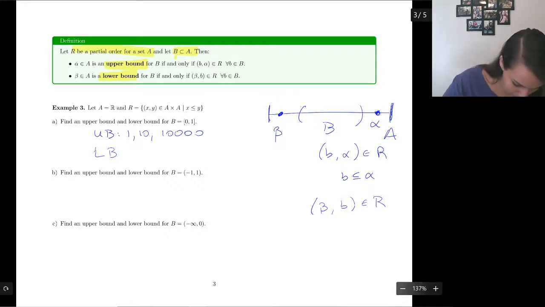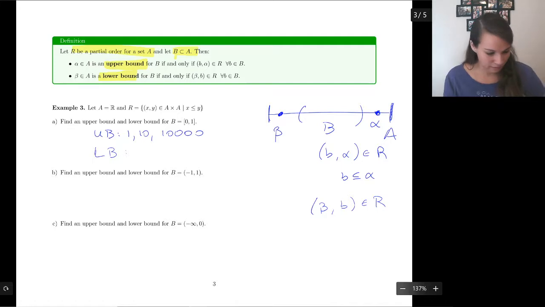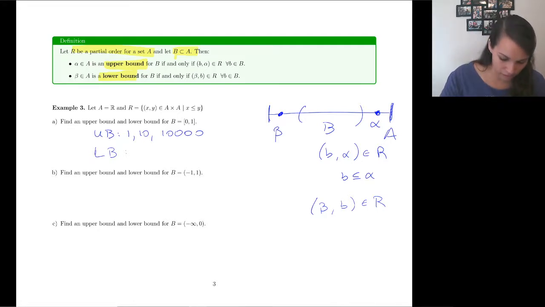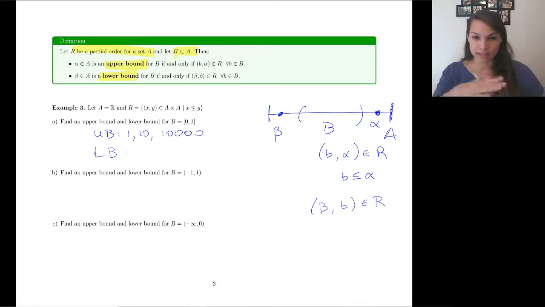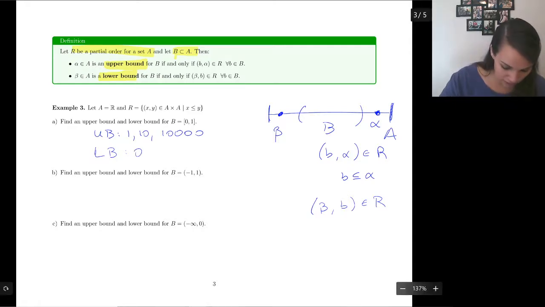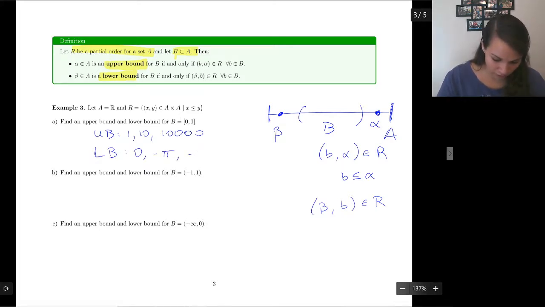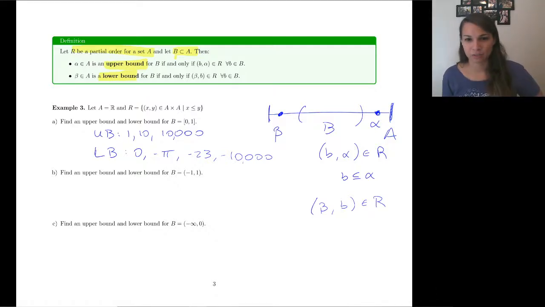Lower bound, that's going to be something like, again, 0 is less than all the elements in that interval, 0 to 1. It is in B, but that is okay. Negative pi, negative 23, and negative 10,000. I'm pretty sure I said a million when I wrote that 10,000, but I got too lazy to write all those zeros. Okay, so that's for example A.